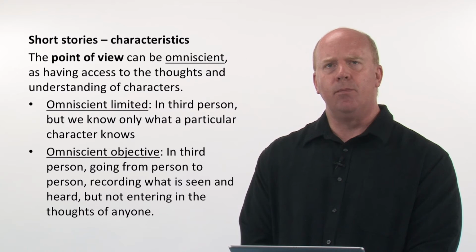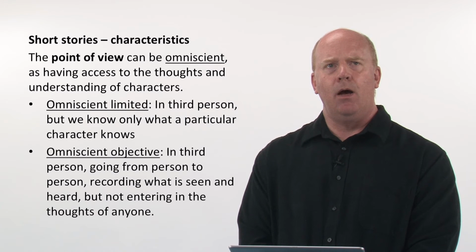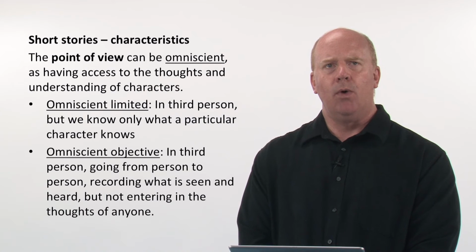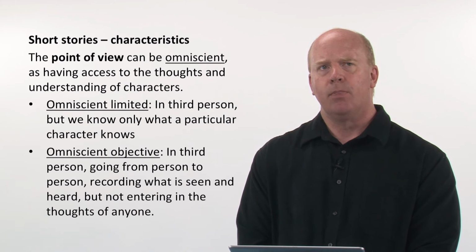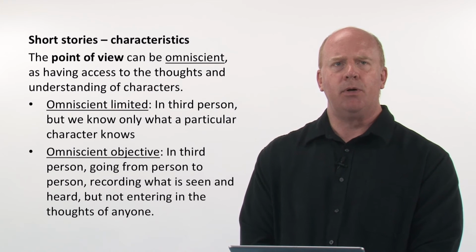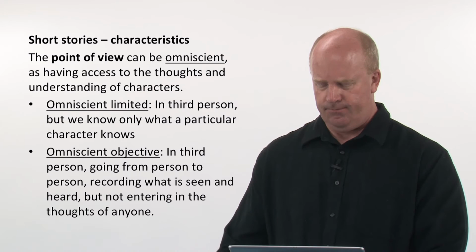Now, the point of view is important also. I think I pointed out before, we can have omniscient limited, which is in third person, but we know only what a particular character knows. Omniscient objective is also in third person, but it goes from person to person, recording what is seen and heard, but not entering into the thoughts of anyone.